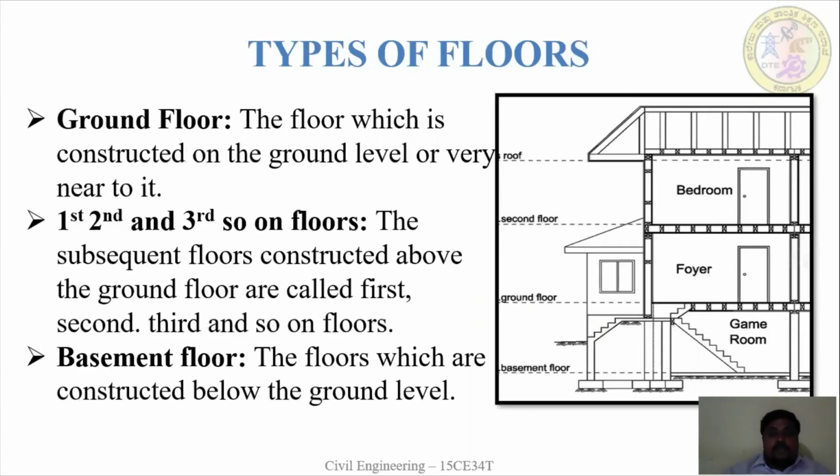Types of floors. There are three types of floors. First one is the ground floor, then first, second, third and so on floors, and the basement floor. In the figure you can see the ground floor, that is constructed very near to the ground level or above the ground level. Whatever floor we construct above the ground floor, we call the first floor, second floor or third floor or subsequent floors. Whatever floor we construct below the ground level, we call a basement floor. Usually basement floors are constructed for commercial buildings as well as for apartments like high-rise buildings. Majorly we use the basement floor for vehicular parking.